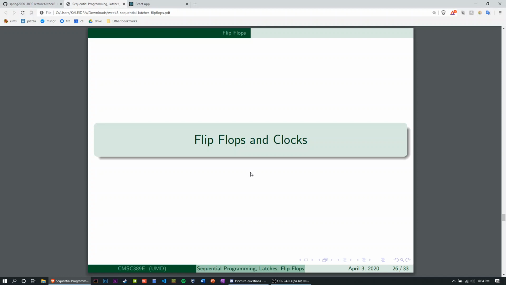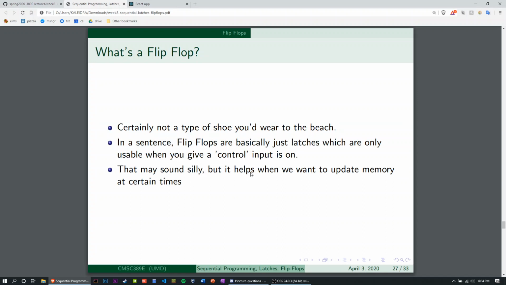Cool. So we'll be moving over to flip-flops and clocks now, but don't let the new terminology confuse you because flip-flops are basically just latches with an extra step, right? So let's talk about why you'd want a flip-flop, right?